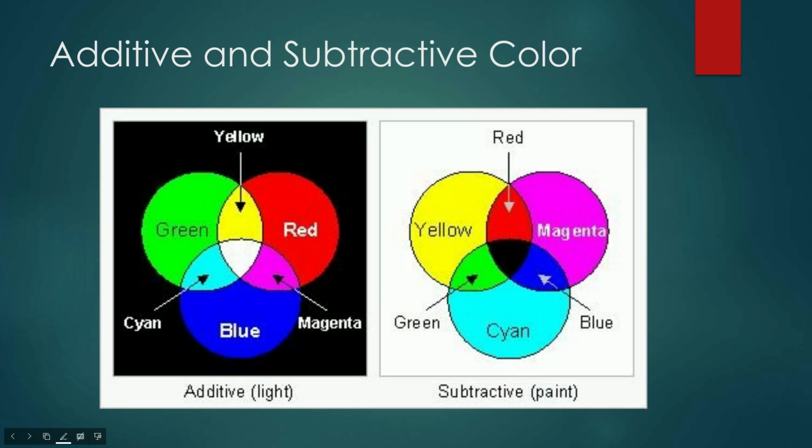Okay. Now, when we talk about color, as kids, we play with crayons and we start to say, oh, if we mix yellow and red, we're going to make orange.